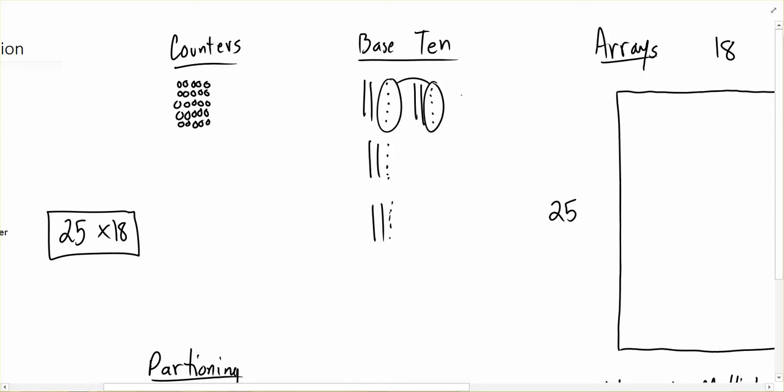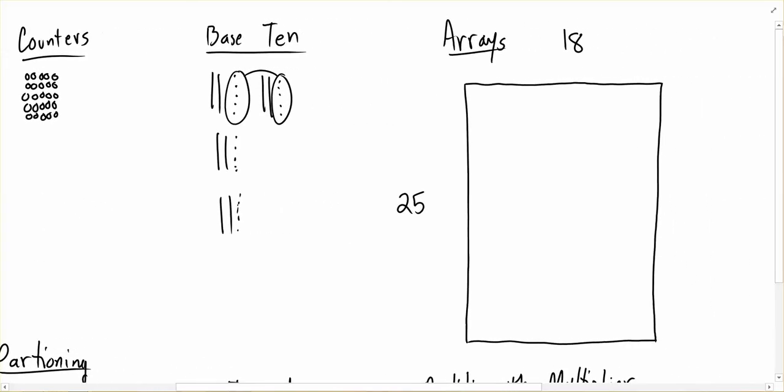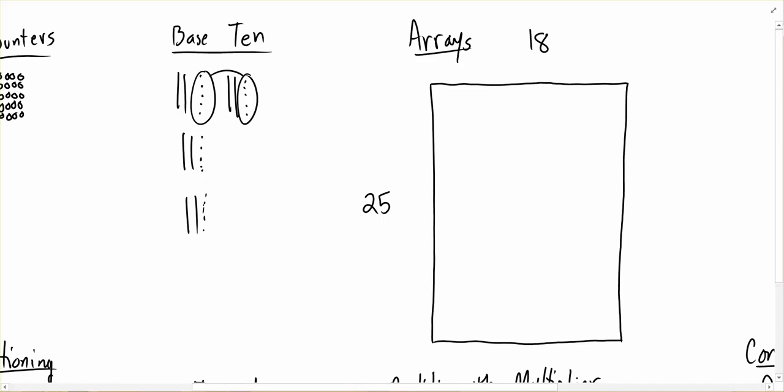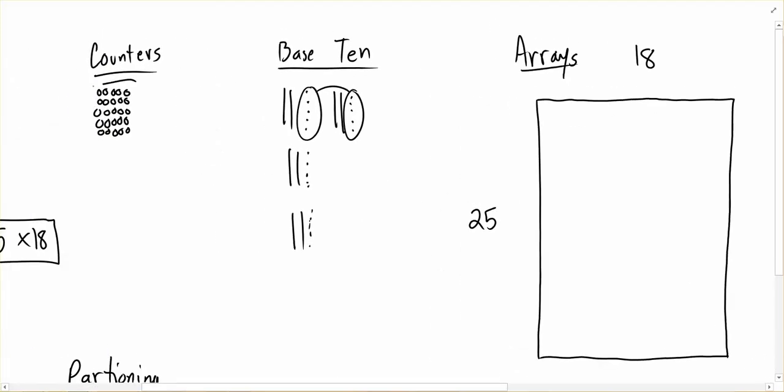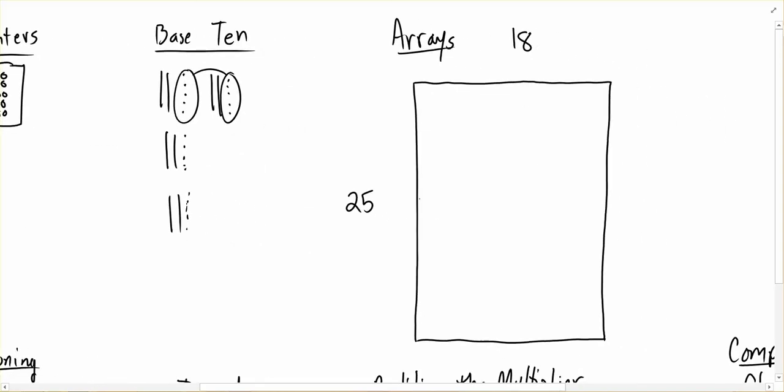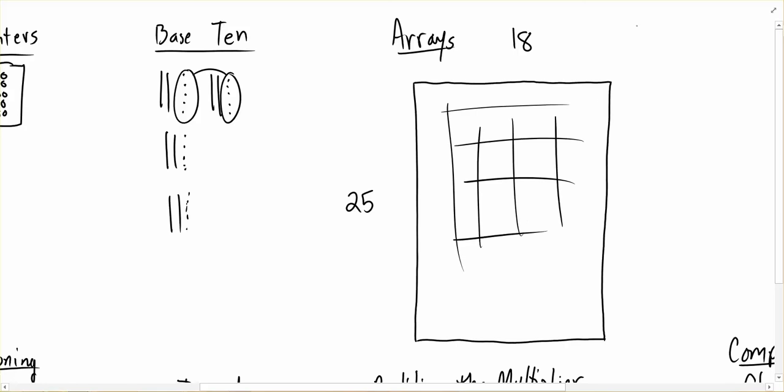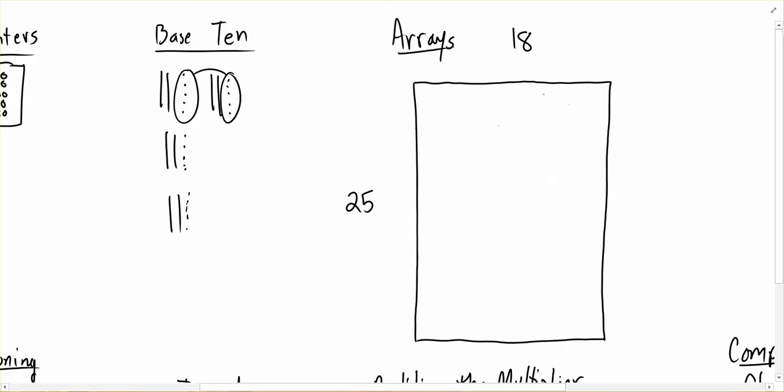Probably one of the most important models for you to consider and for students to have time to explore and use is called the open array model. So an array, we could do an array. Actually, my counters here are already an array. They're a 5 by 5 array showing 25. An open array shows a rectangle that represents an array but doesn't fill in the specifics. So for example, this array would represent having 25 rows of 18 things each. And so we don't fill all those in an open array.